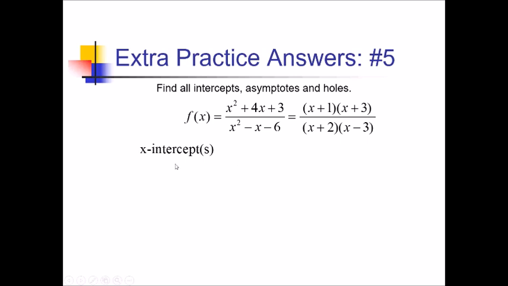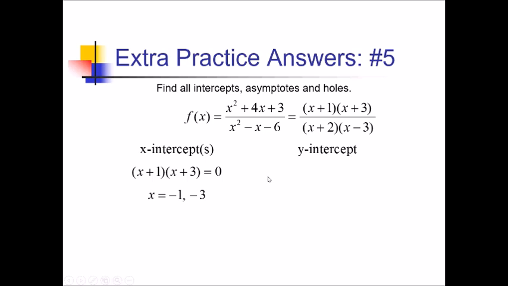So for x-intercepts, I need to zero out the numerator of my function. I've already got this factored, x plus 1, x plus 3. I just need to set that equal to 0 and solve for the x's. So zeroing out the first parentheses, we have x equals -1. For the next one, we have x equals -3. Those are our two x-intercepts.